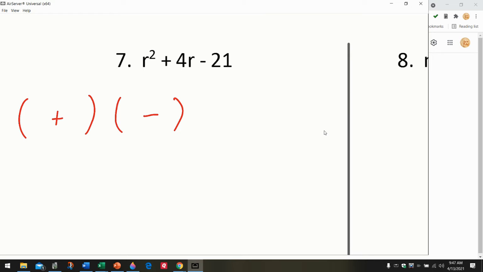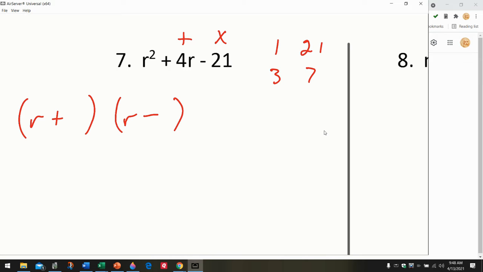Now the variable here is r. So we'll write an r right here and an r right there. Now once again, we need two numbers that will add to be +4, and they need to multiply to be -21. So we'll write out our factors of 21, 1 and 21, and then 3 and 7. So those are our only two sets of factors.